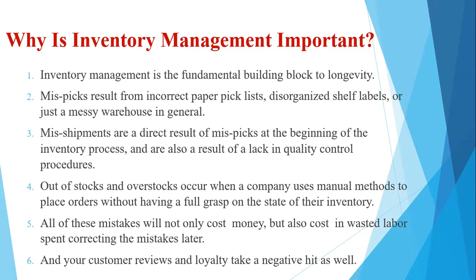Then mistakes result from incorrect paper pick lists, disorganized shelf labels, or just a messy warehouse in general. So that's where the mispicks take place. Then missed shipments are a direct result of the mispicks at the beginning of the inventory process, and they are also a result of a lack of quality control procedures. Then out of stocks and overstocks. Now these occur when a company uses manual methods to place orders without having a full grasp on the state of their inventory, right?